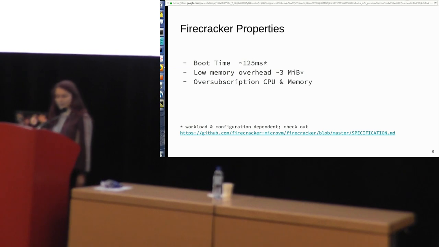So what did we achieve with Firecracker so far? We have a very minimal boot time. It is around 125 milliseconds now. We also have a low memory overhead, around 3 megabytes. And by default, there is oversubscription of host CPU and memory, which is actually because we do not implement any kind of pass-through. And you will see the fine print there, which I hope it's big enough for everybody to see. These properties are actually dependent on the workload and configuration. So if you want to actually use Firecracker, you will have to test it for your own use case.